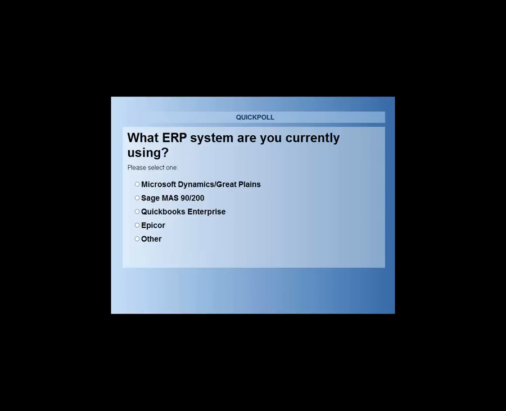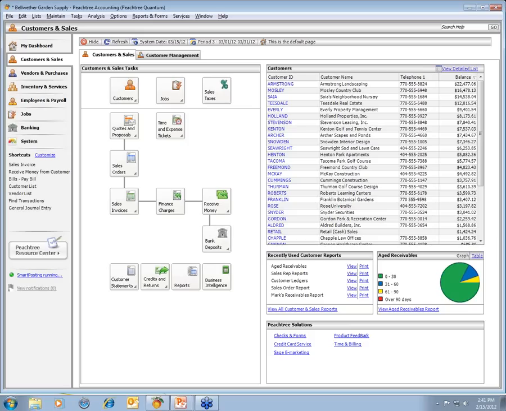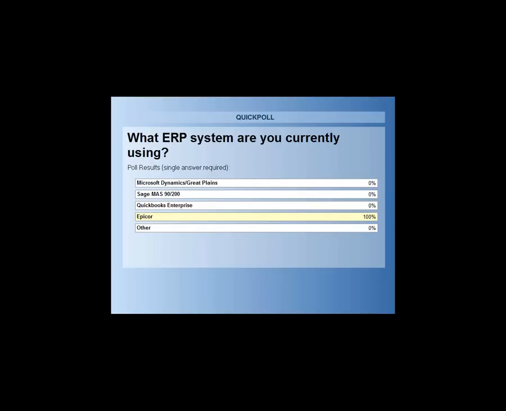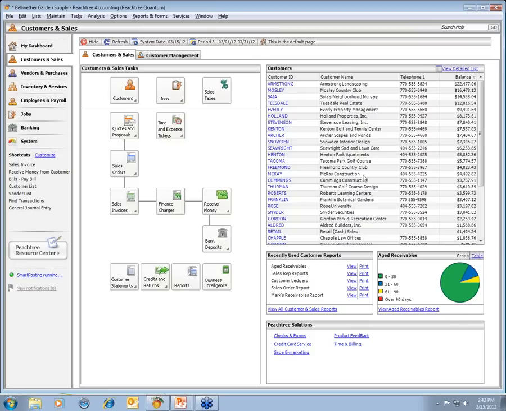And as I say, we have people migrating from all different types of systems over to Peachtree Quantum. I'll give you a couple more seconds here, and then I'm going to display the results. And looks like on this particular call, folks are using Epicor or some other system to manage their accounting. And that is one of the most common systems that we have people switch over from. I'm going to hide the results of that poll again so you can see my screen.